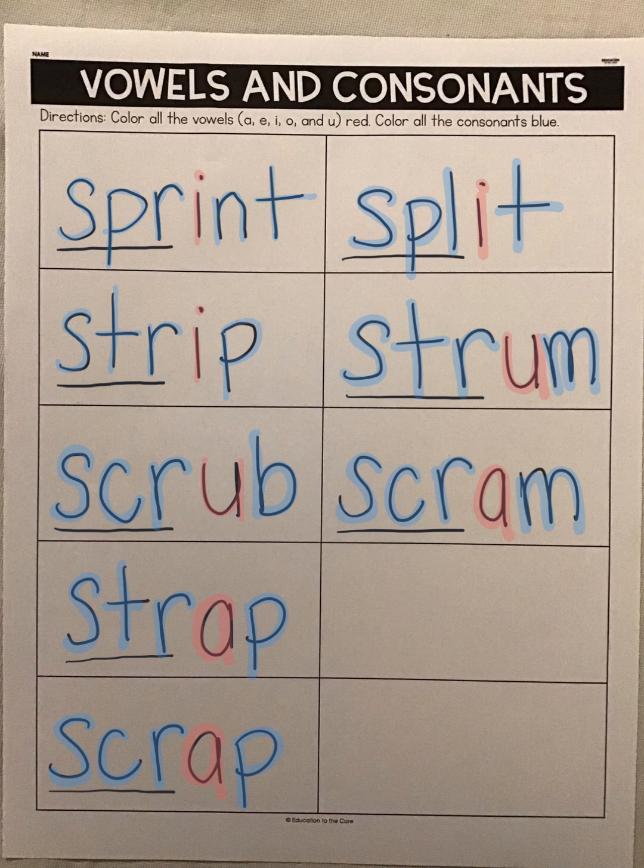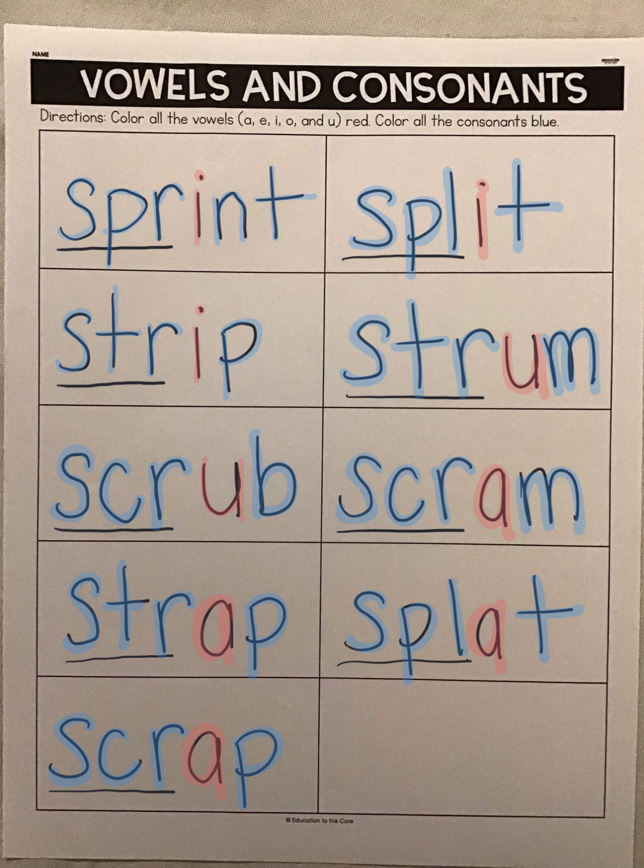Spl, at. With your pencil, write splat. S, P, L, A, T. Splat. Please underline the three-letter blend. With your red crayon, trace the vowel A. With your blue crayon, trace the consonants S, P, L, and T. Splat. Our next word is strut.